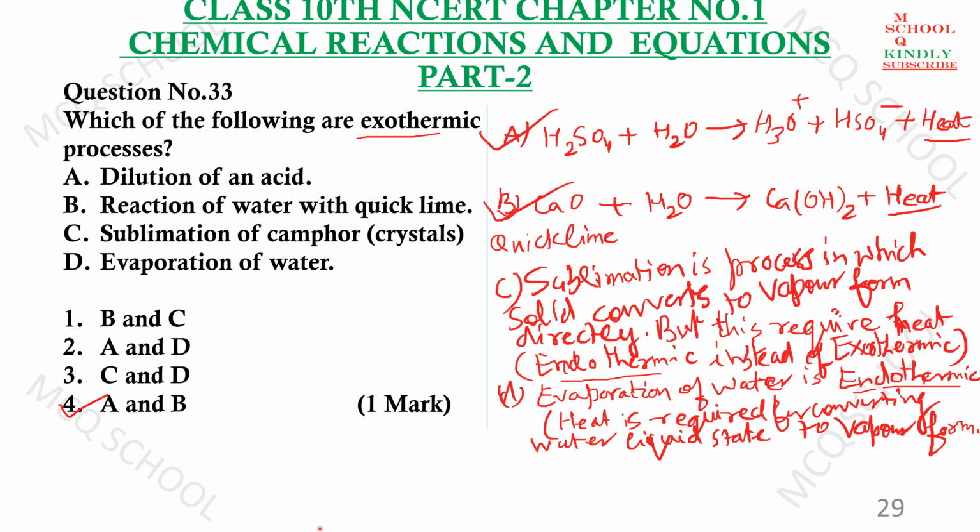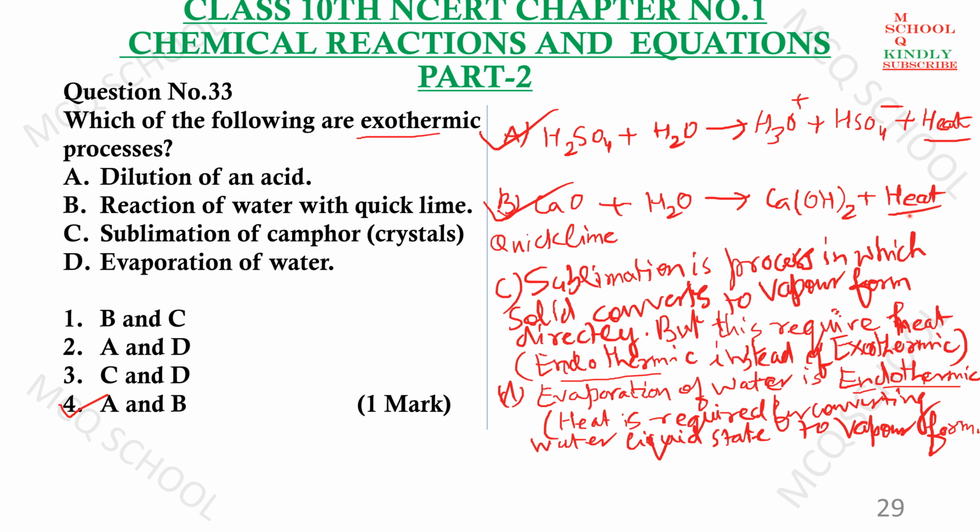We know that exothermic processes are those processes in which heat is generated. So in the case of dilution of acid, say sulfuric acid reacting with water forms hydronium ion and hydrogen sulfate ion and heat. So this is an exothermic reaction. Second, reaction of water with quicklime, that is calcium oxide reacts with water to form calcium hydroxide and heat. So this is also an exothermic reaction.